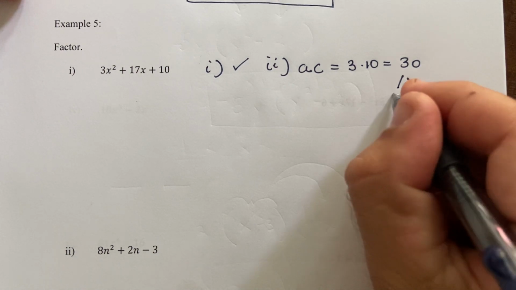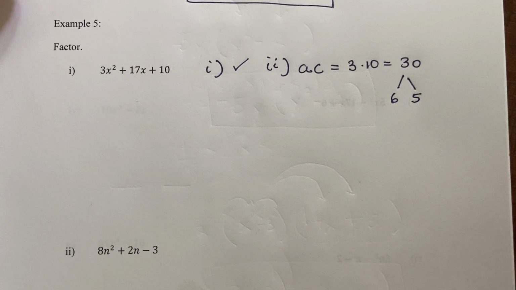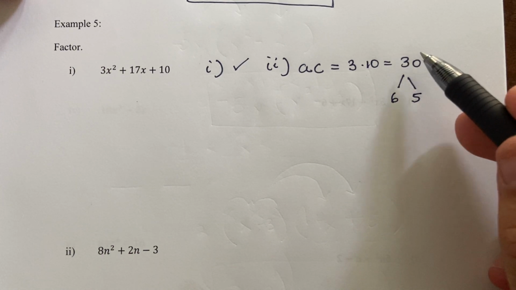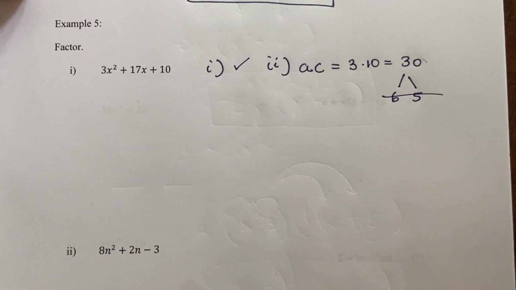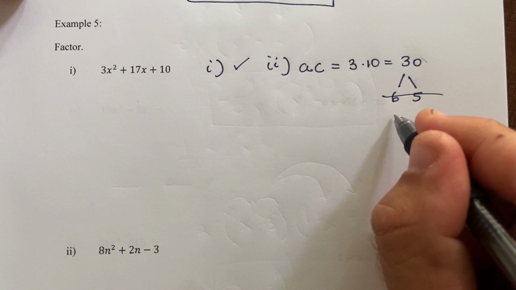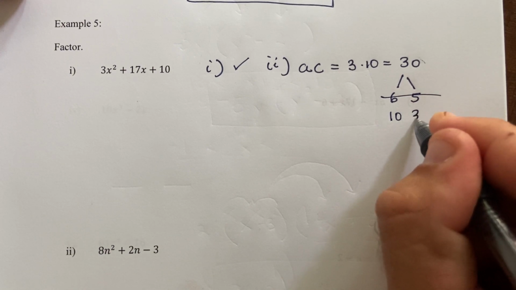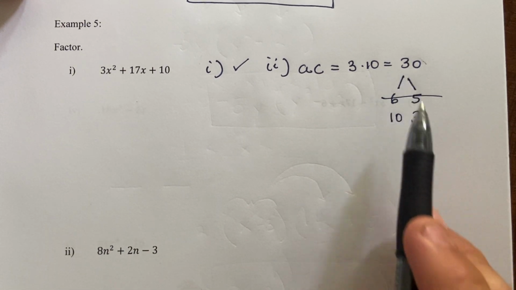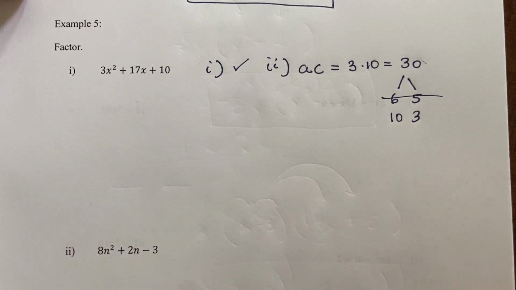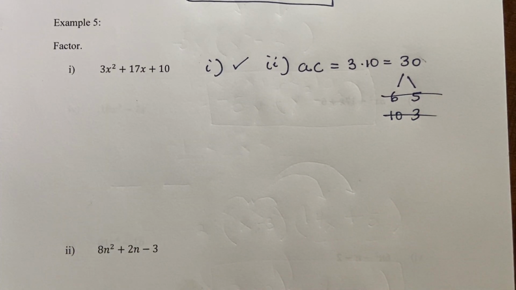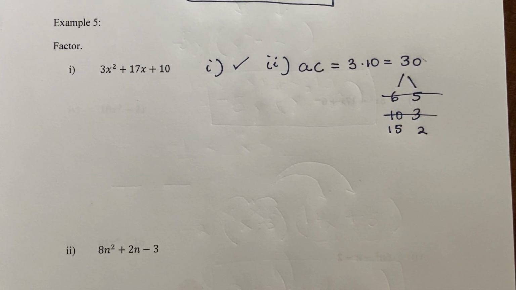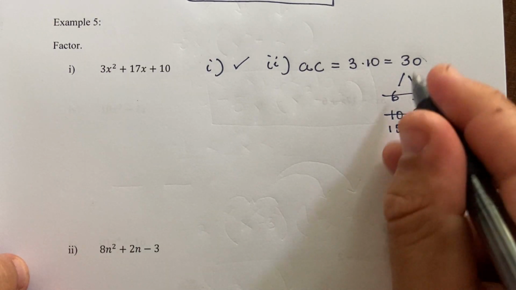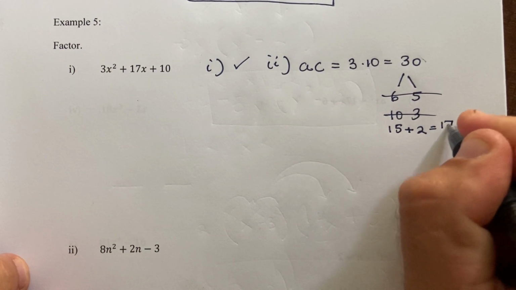Okay, so you might start with like 6 and 5. That's okay. That accomplishes the multiply part, but it doesn't accomplish the add up to 17 part. So I would just kind of scratch that off and try another pair. 10 and 3. 10 and 3 do multiply up to 30. They do not add to 17. Try again, right? 15 and 2. 15 and 2 work because they do multiply to 30 and also add up to 17.